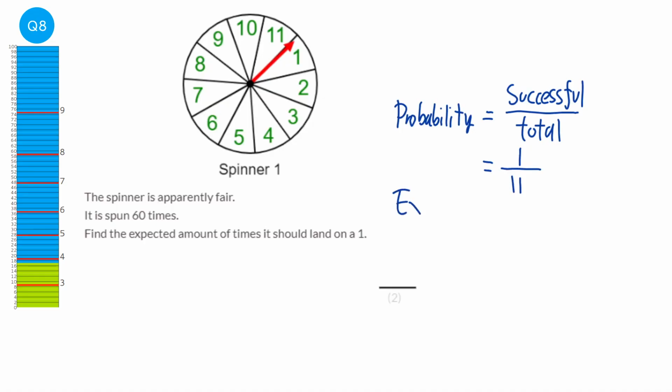To find the expected amount, we do the probability and we times it by the amount of trials. So it says it's spun 60 times, so we're going to times it by 60. And that will give us the answer of 5.454 and so on. Now it can't have landed on a 1 5.4 times, so with this probability we always round down, so never ever round up, because it's 5 times and then a little bit extra, and only when it gets to 6 can we say that it's 6 times. So the answer to this is just 5.